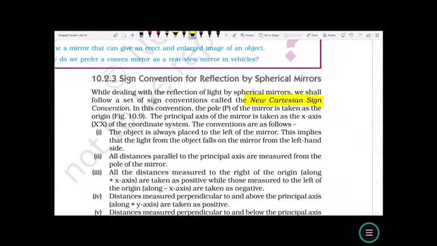Yes, I know you are very much familiar with the word Cartesian. In this convention, the pole P of the mirror is taken as the origin. The principal axis of the mirror is taken as the x-axis, x prime x of the coordinate system, and the conventions are as follows. Now, let us familiarize ourselves and recall our Cartesian coordinates a bit.